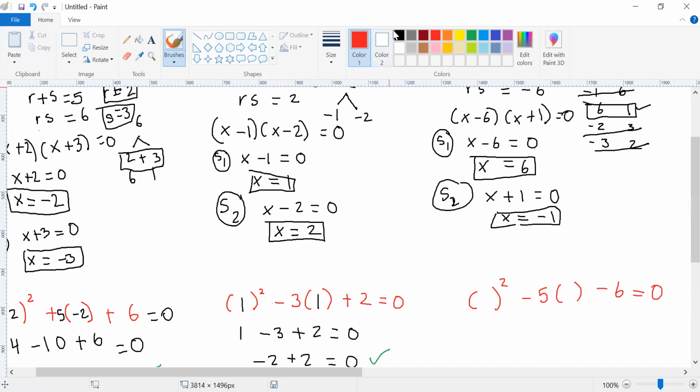Right, let's go back to substituting our solution of 6. So 6 squared is equal to 36. Negative 5 times 6 is equal to negative 30. And when you subtract 6 is equal to 0. So let's just make sure 36 minus 30 is equal to 6. Minus 6 is equal to 0. Perfect. Right?